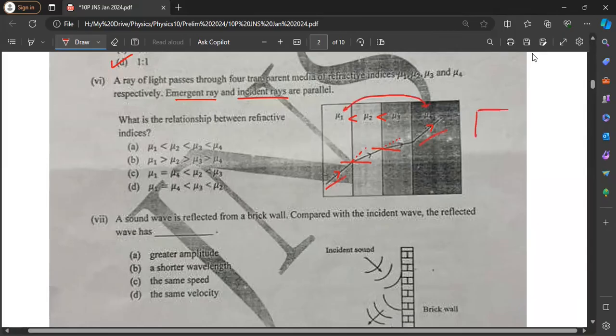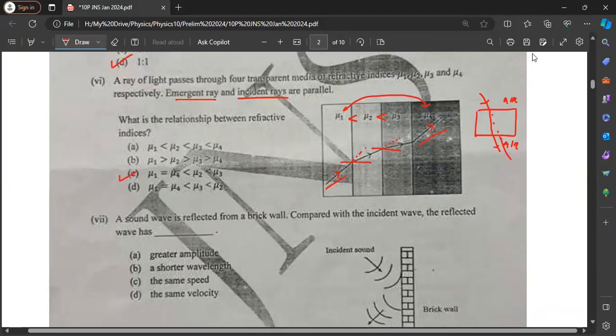The same thing happens in a glass slab. This is air, this is also air. So when a ray of light travels, it goes parallel. Here it bends, so there is a lateral displacement. And here also there is a lateral displacement. So therefore, the option is D. Mu1 and mu4 are equal, and they both are less than mu3 and mu2. Sorry, I understood the equal, the 1 and 4. I didn't get the 2 and 3.